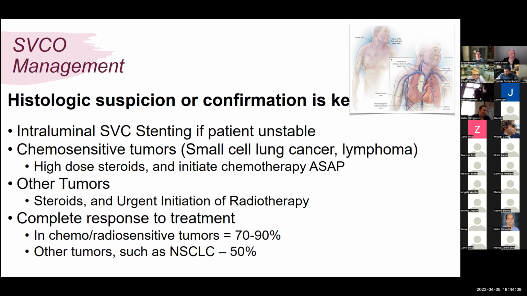In patients who have a diagnosis of a chemosensitive tumor, such as small cell or lymphoma, management is with high-dose steroids and initiation of chemotherapy ASAP. So we don't necessarily always treat with radiation. In tumors that aren't as chemosensitive, though, radiation is typically the way that we manage SVC obstructions, in conjunction with steroids. And with patients who have chemo or radiation sensitive tumors, 70 to 90% of patients will have a complete response, meaning their SVC obstruction will resolve.